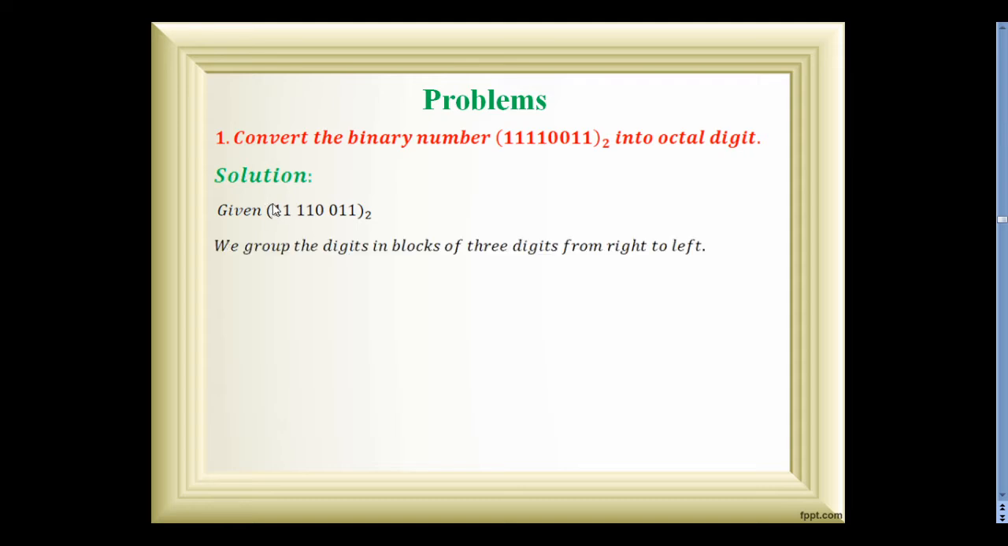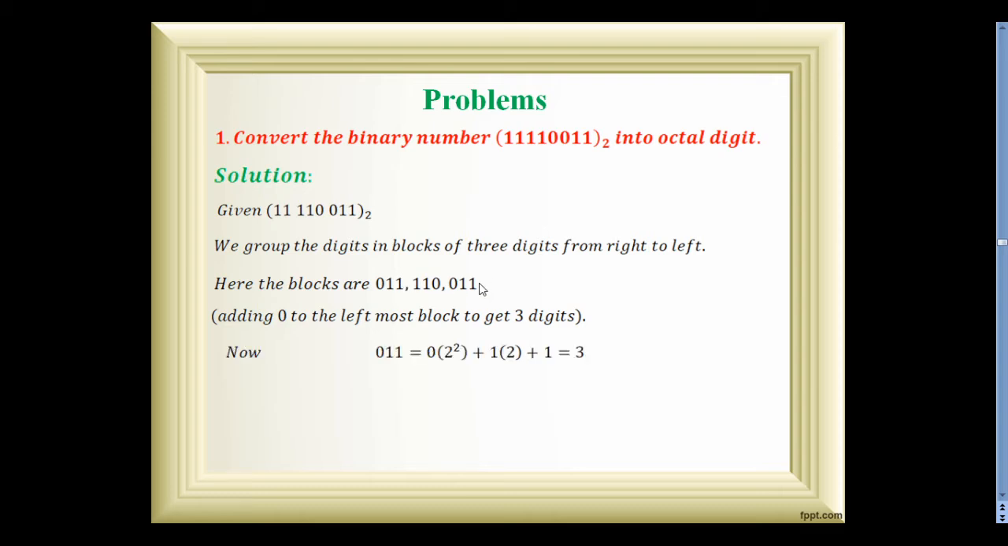So we group the digits in blocks of 3 digits from right to left. The blocks are 0 1 1, 1 1 0, 0 1 1. So we add 0 to the leftmost block to get 3 digits, because we want 3 bits in a group. So 3 groups are there. Now we find the value of 0 1 1 using powers of 2 because the base is 2: 0 into 2 square, 1 into 2 power 1, 1 into 2 power 0, and 2 power 0 is 1. Now on adding we get 3. So the value of this group is 3.